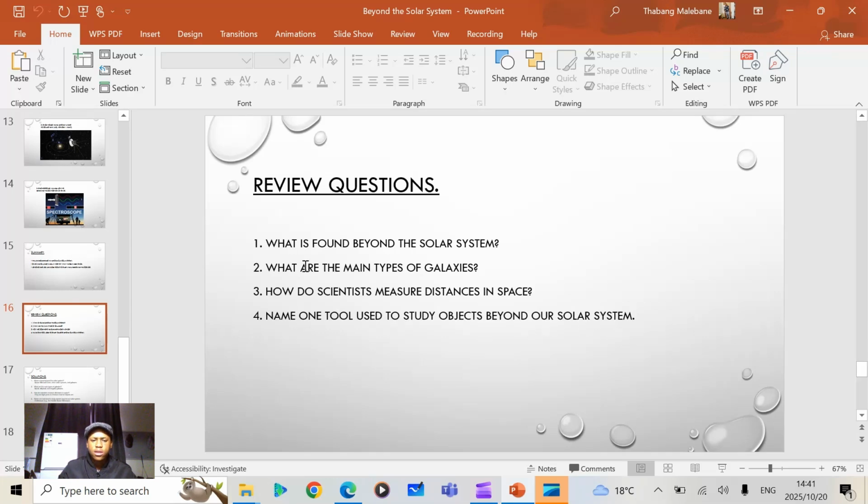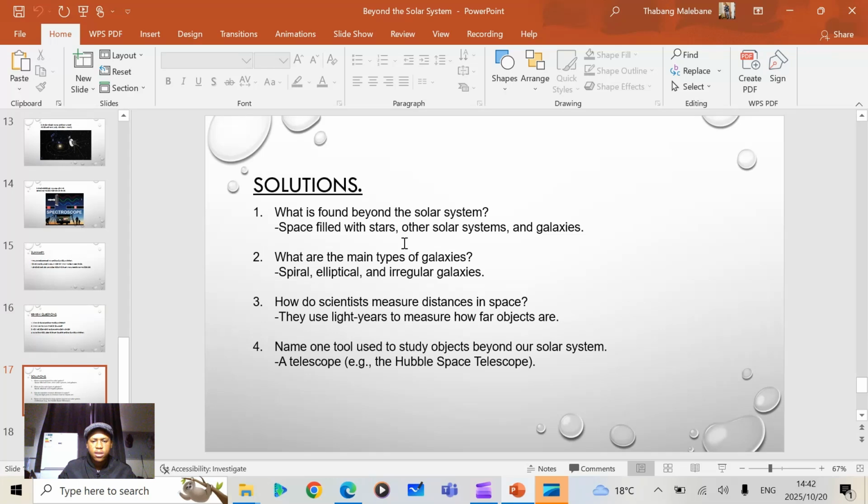What is found beyond the solar system is the space filled with stars and other solar systems and galaxies. What are the main types of galaxies? We have the spiral, elliptical, and irregular galaxies. How do scientists measure distance in space? They use light years to measure how far objects are. Name one tool used to study objects beyond our solar system. We have the telescope, for example, the Hubble Space Telescope, and so on.